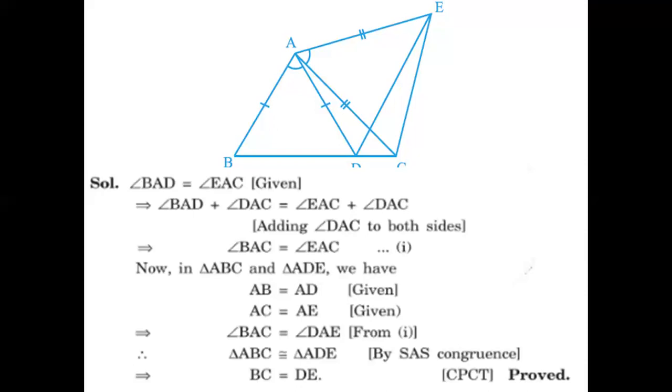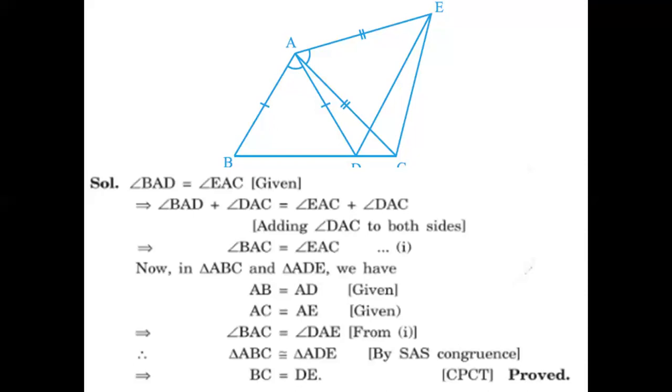Okay. Now let us get to what we're supposed to prove. We have been asked to prove that BC is equal to DE. For that, let me start with two triangles, triangle ABC and triangle ADE. Over here, we have that AB is equal to AD, that's given. AC is equal to AE, which is again a given fact. Also, we have just proved that angle BAC is equal to angle DAE. That is the first point. So what can we conclude? That triangle ABC is congruent to triangle ADE by the SAS congruency rule.